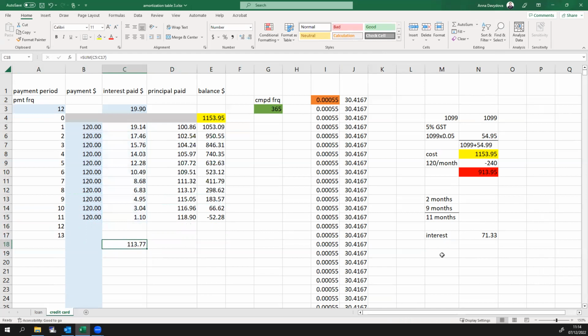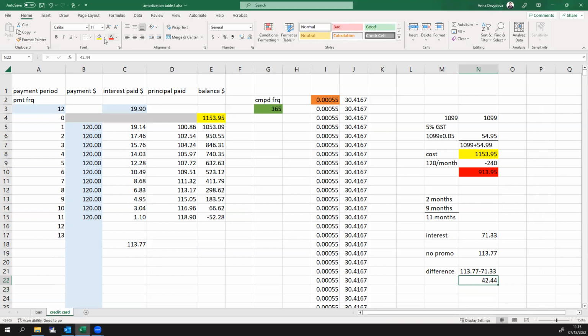The new interest without the promotional offer, no promo, is 113.77. And if you want to find the difference between the situation with promotional and no promotional, just do one minus the other. 113.77 subtract 71.33. You should have 42.44.